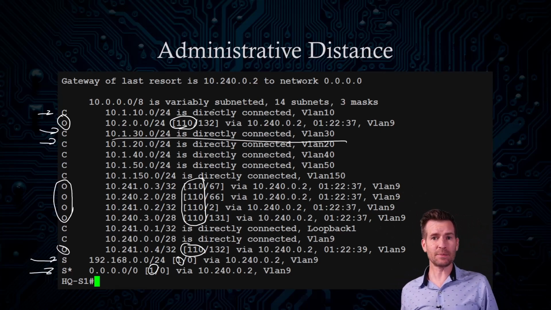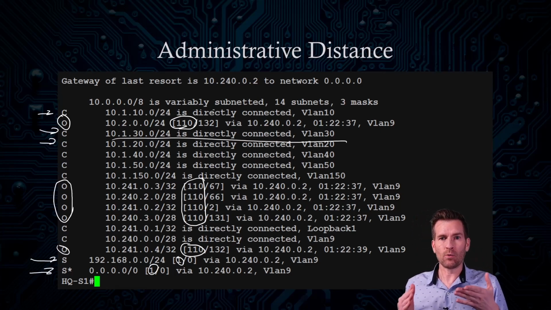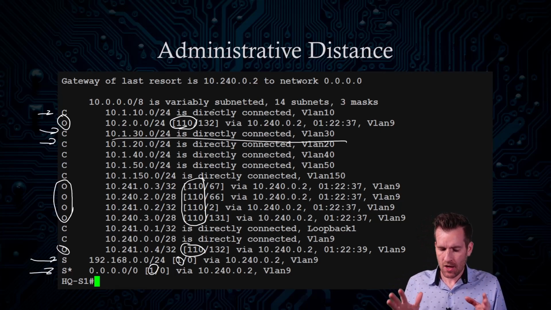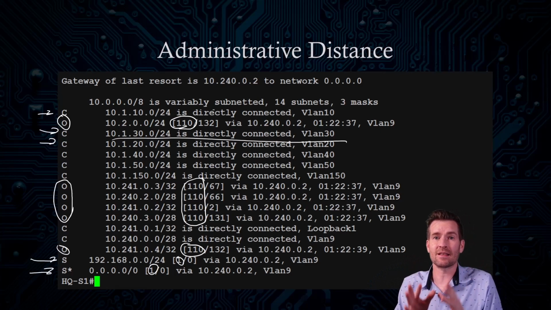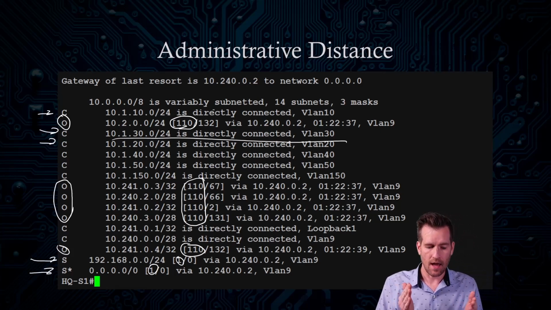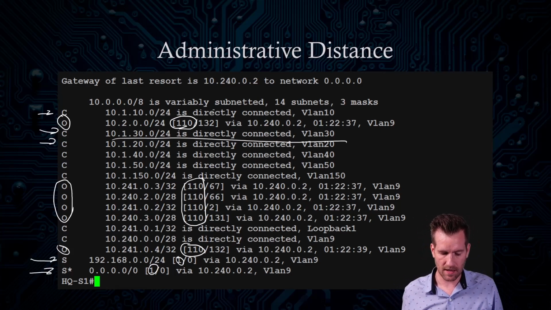This router also could be getting the same routes through RIP, but RIP has a higher administrative distance. RIP is 120, so it wouldn't ever show up in the routing table. It'd never get installed on the routing table because OSPF is the preferred routing protocol. It's going to choose the lower administrative distance routing protocol, and that's OSPF.